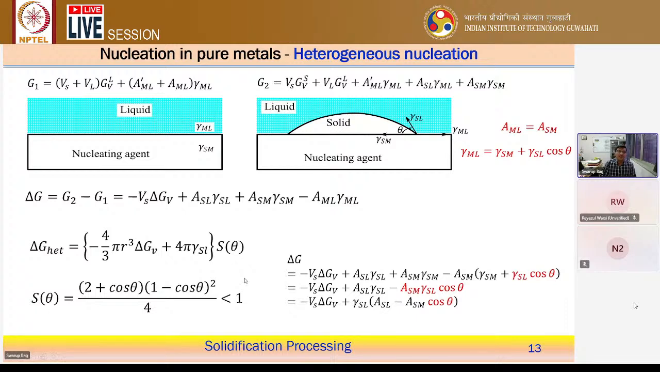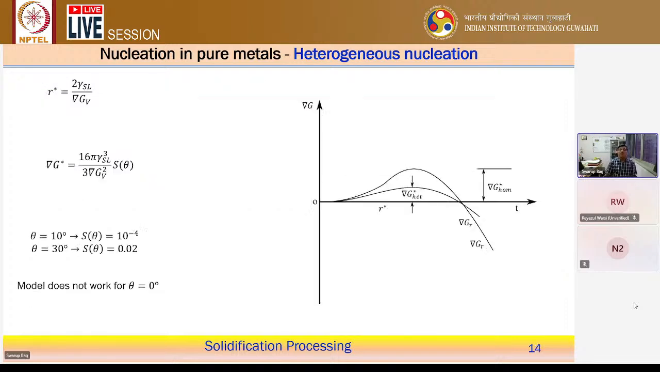Now S theta can be expressed as (2 plus cos theta) into (1 minus cos theta) squared by 4, and this S theta will always be less than 1. It means that the free energy change for heterogeneous nucleation is always less than that of the homogeneous nucleation process. Now, if we follow this calculation, the critical size of the nucleus and the critical value of the free energy change, we can see on the right hand side graph. Graphically, we can represent these things for both the homogeneous and heterogeneous cases.